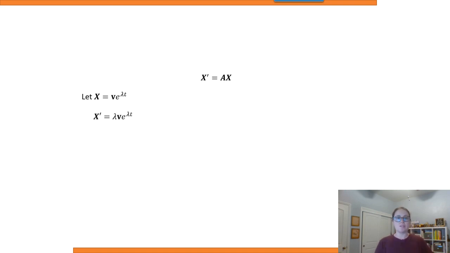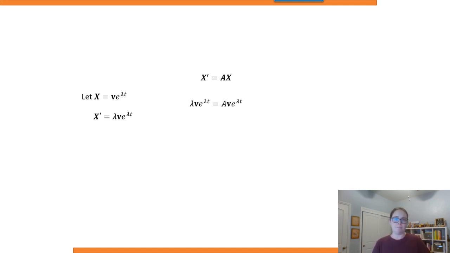So if I took the derivative of this, I'm really just taking the derivative of e to the lambda t, because v is a vector with constant coefficients in it, which is why this works. So x prime would be lambda times the vector v times e to the lambda t. Okay, so if I plug that derivative into the left side of the equation and plug in our original solution x to the right side of the equation, I get lambda v e to the lambda t equals Av e to the lambda t.